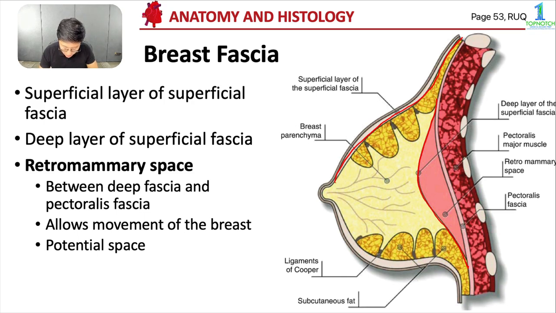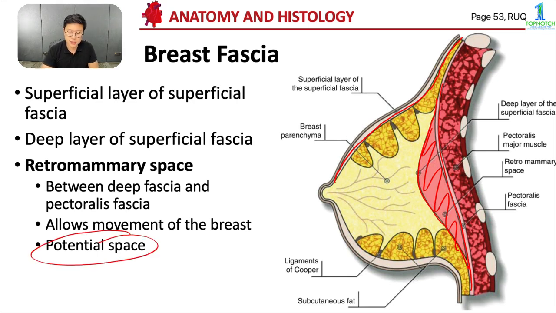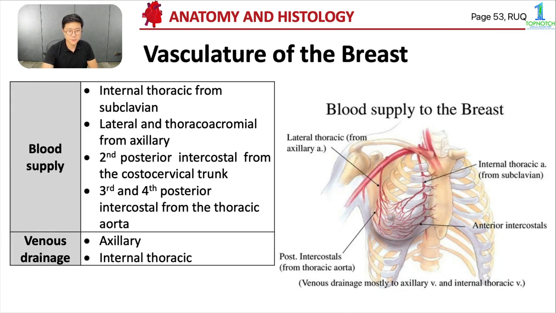Between the deep layer of the superficial fascia and the pectoralis fascia covering your pectoralis muscles, you will find your retromammary space. This retromammary space allows movement of the breast because it contains loose connective tissue, but it is also a potential space for spread of infections.